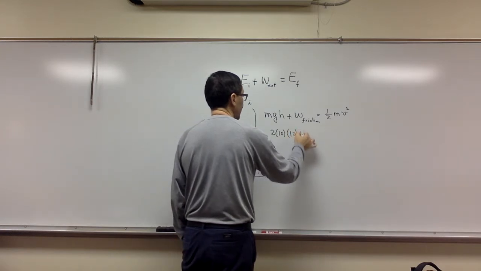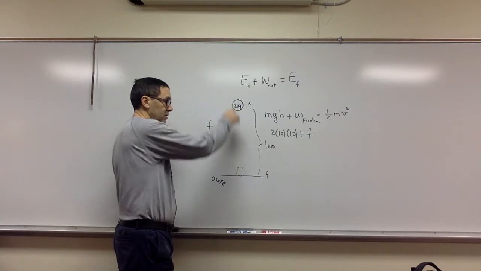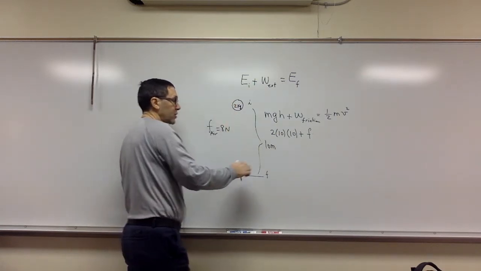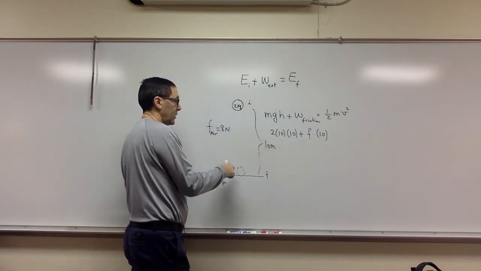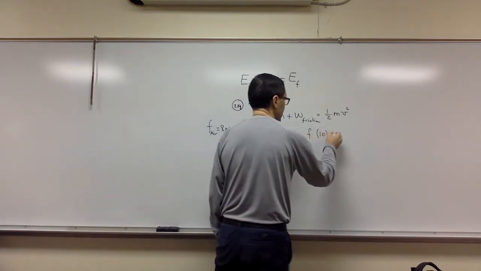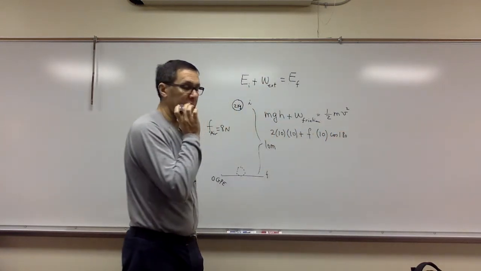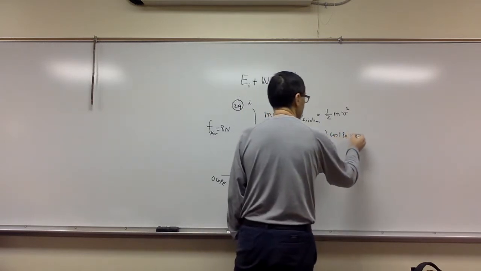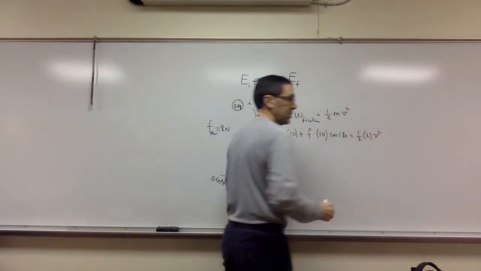Now the work done by friction is the force of friction times the distance over which this friction is acting, which is basically 10 meters. And the friction is acting up while the object is moving down, so there is a cosine of 180. I'm just using the work formula. Equals 1/2 mass times v squared.